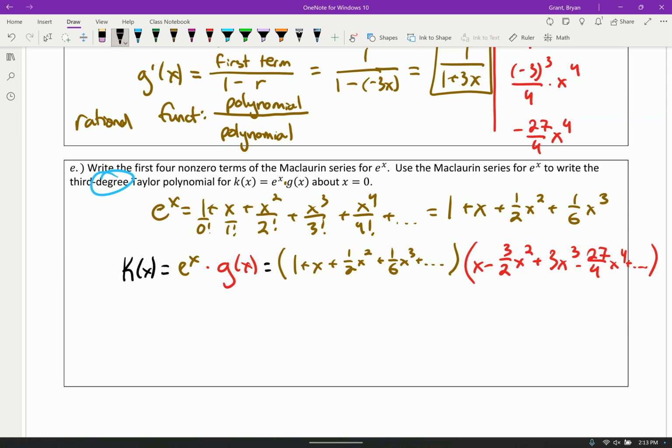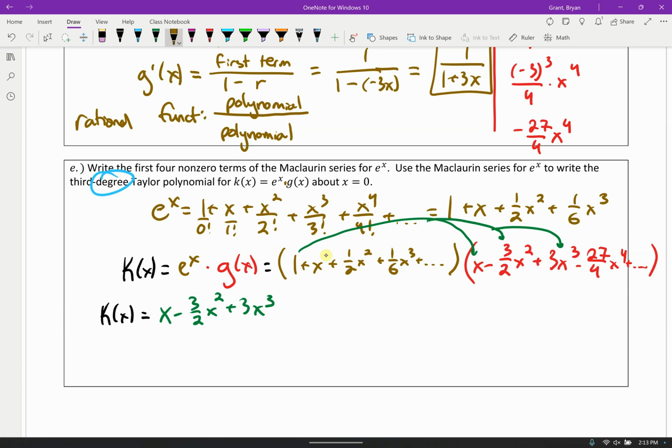So what I like to do is just start with the first term of the first series, which in this case is 1, and I multiply 1 times each of these until I get past the third power. That's a second power, it's a third power, oh, that's a fourth, I don't need that guy. So I have x minus 3 halves x squared plus 3x cubed, done with 1.